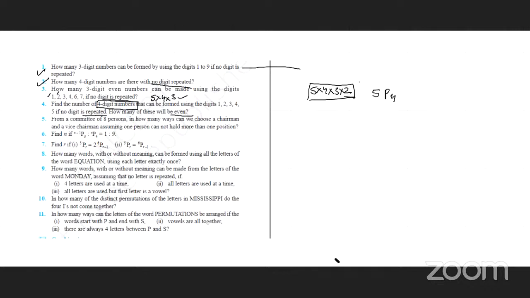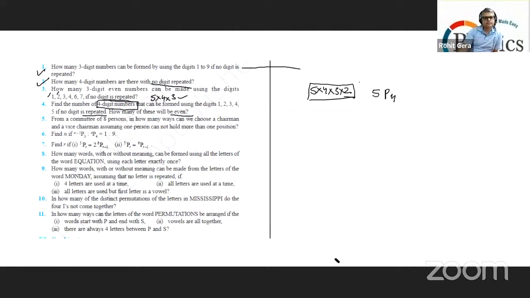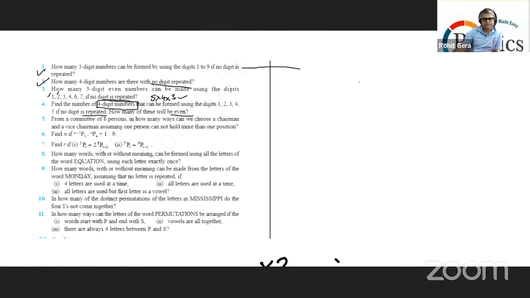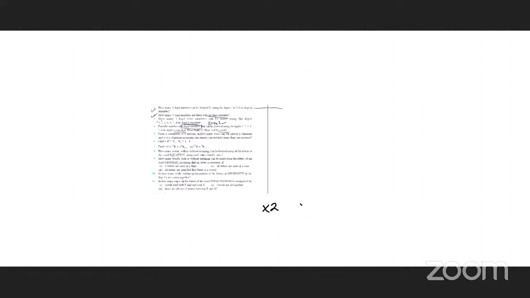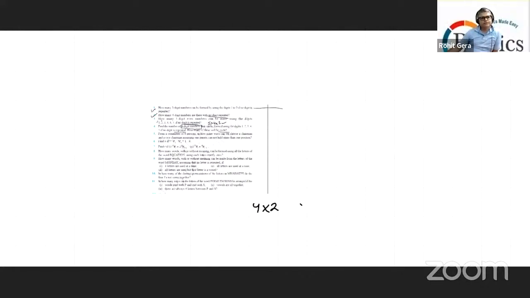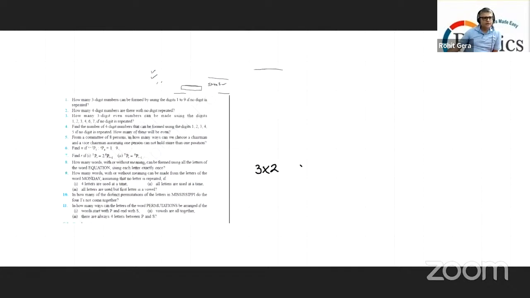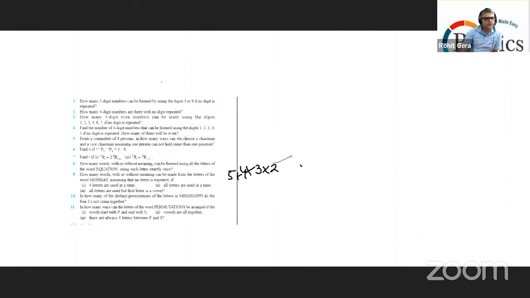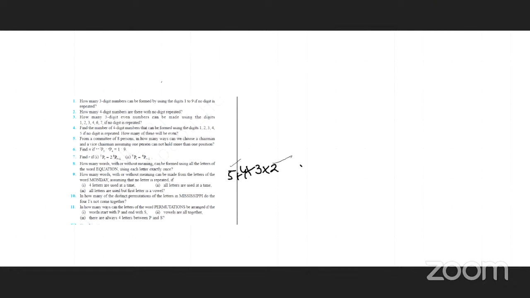And how many of these would be even? There are two even numbers, so the last can be 2 or 4. Then the first digit can be any out of the rest. So 2 into 4 into 3 into 2, that is 48. Okay, 120 again.